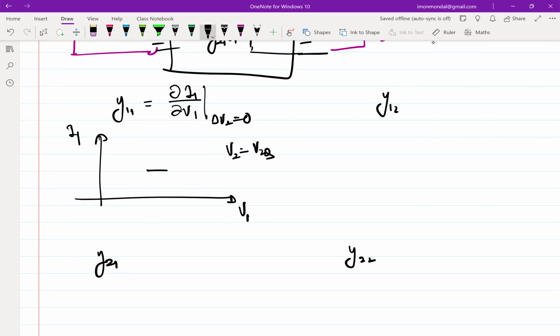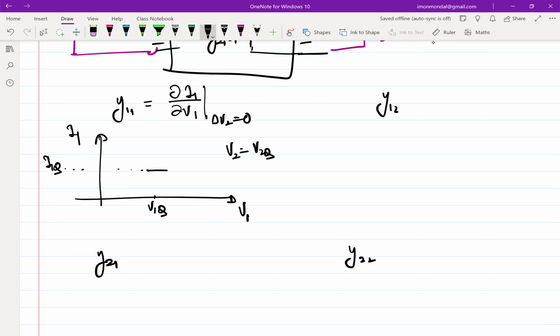Let's call this I1Q. Should it be constant across all values of V1, or should it be constant around V1Q? It should be around V1Q, because that's all we know. We want the differential to be 0, but all we can derive from this argument is that the differential will be 0 around an operating point. That's all we know.